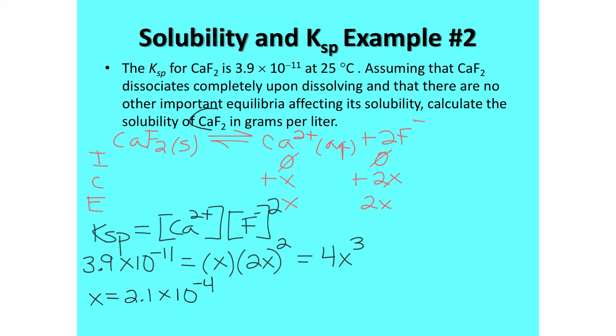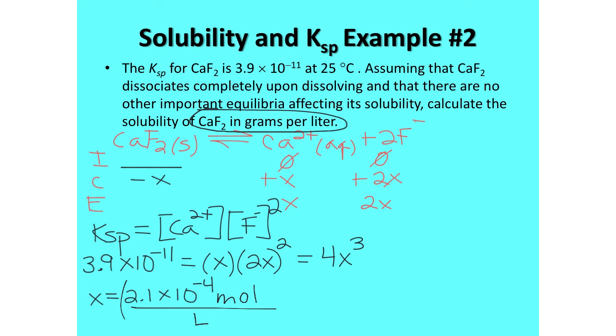But what we were actually asked to find was the solubility of the calcium fluoride in grams per liter. So I know I didn't fill in my initial amount of calcium fluoride, but the amount that would be dissolving would be 1x because it has a coefficient of 1. So this is telling me the molarity of what is dissolving. Now we know that molarity is equal to moles per liter. So we'll write that in. So we'll erase that capital M and do moles per liter.